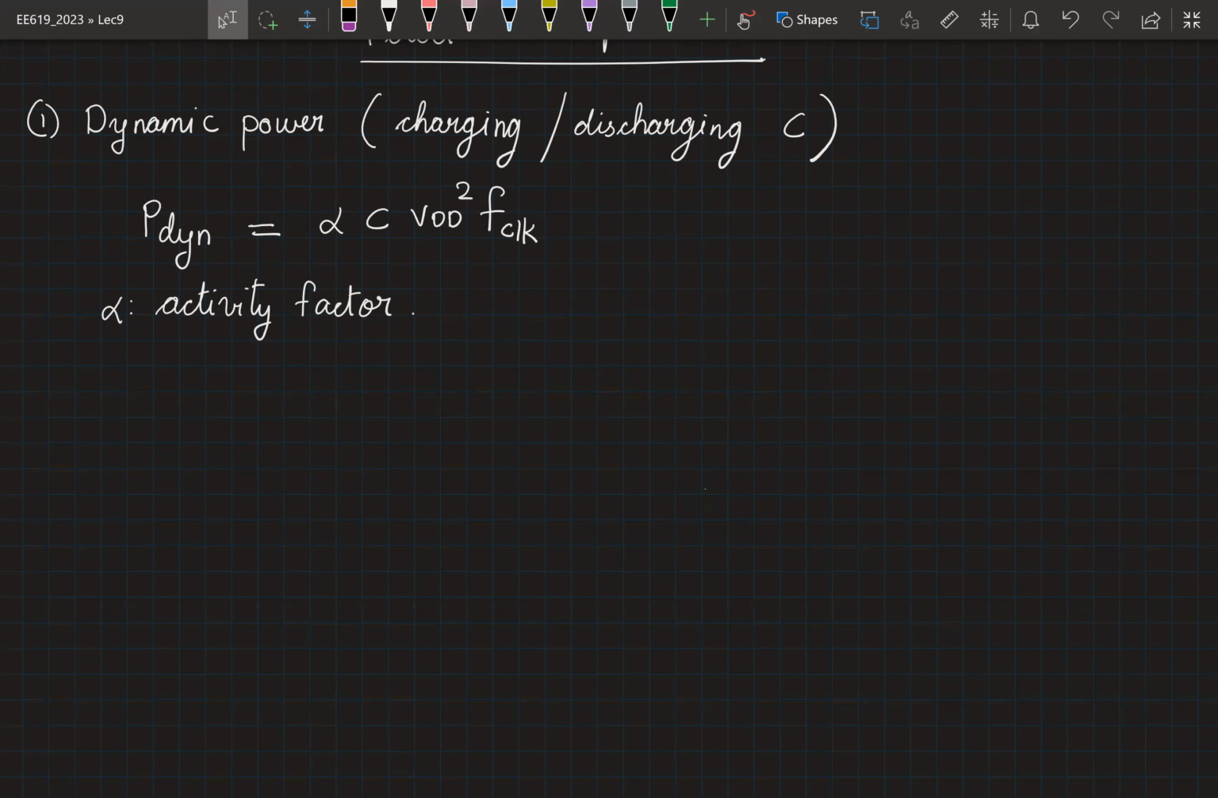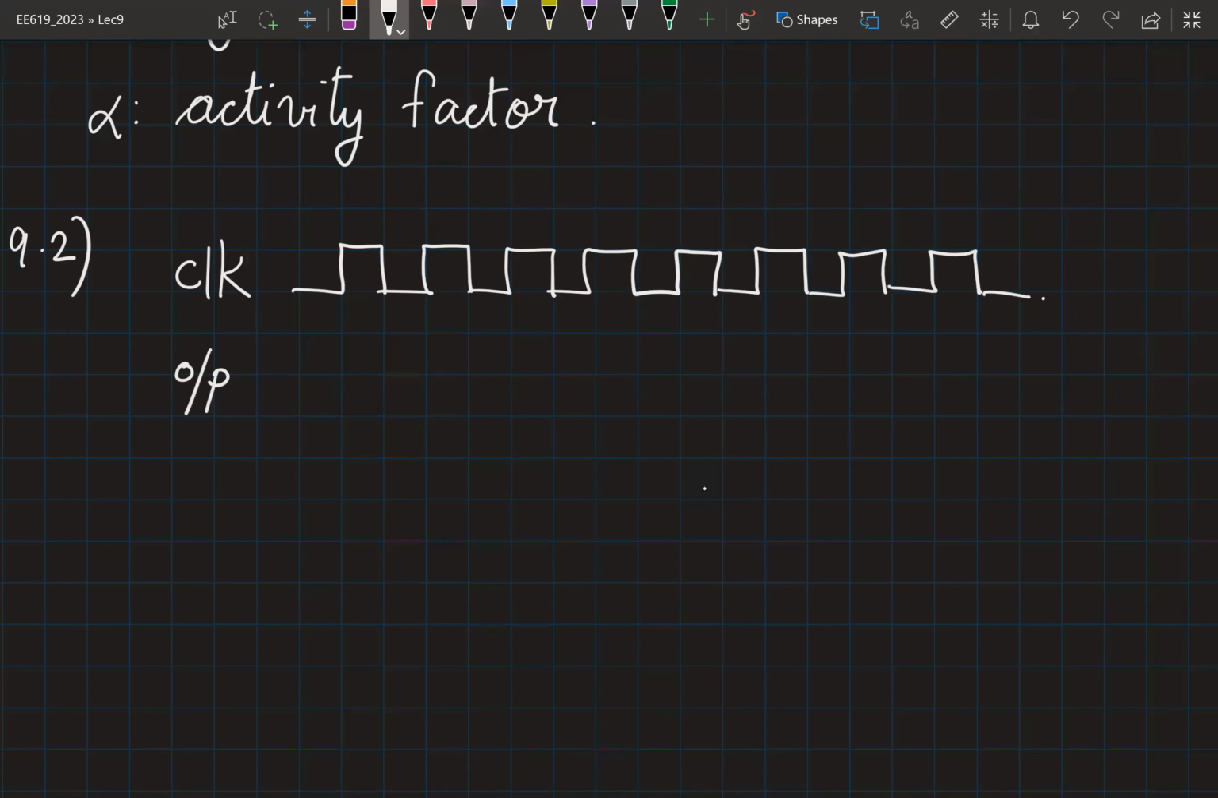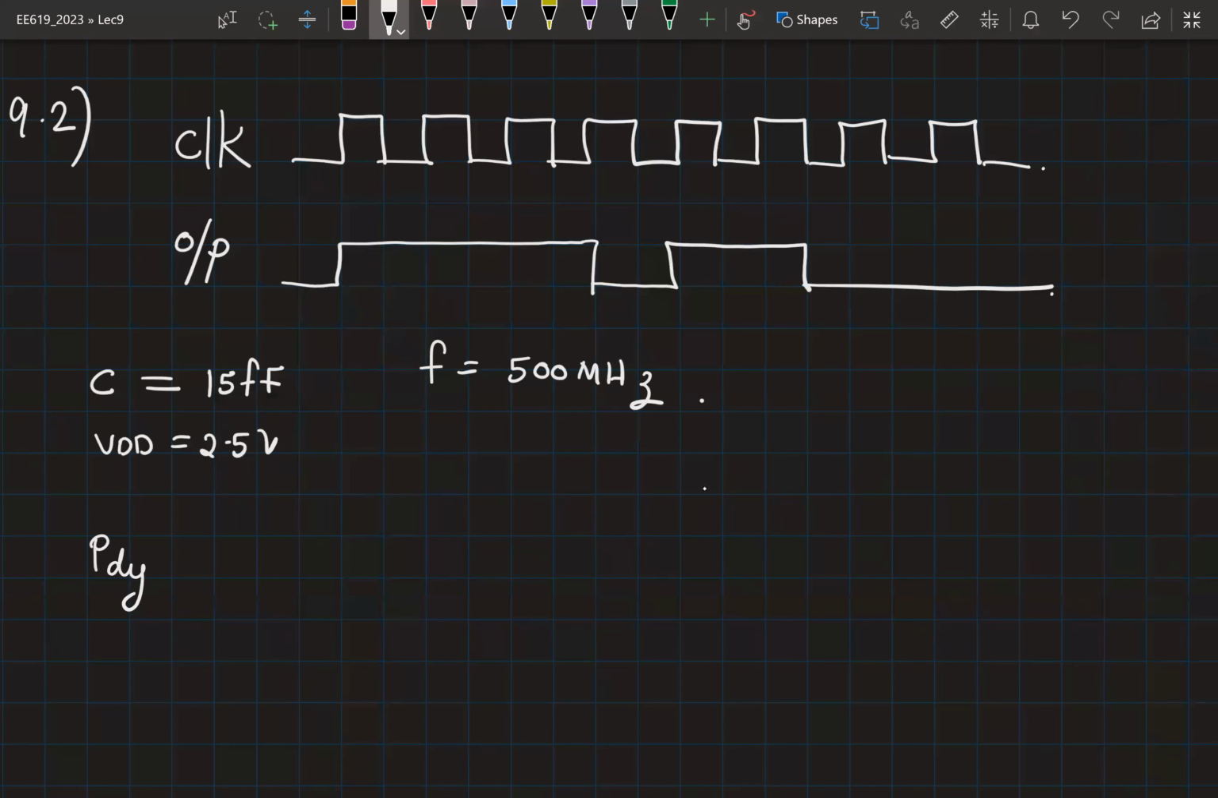So to make sure that you have understood this, let me give you a quick problem. So let's say your clock is switching as shown here. And your output signal of the inverter is switching like this. So you are given that the total capacitance present at the output is 15 femtofarad. VDD is given as 2.5 volt. And the frequency is 500 megahertz. Can you calculate the dynamic power? Please calculate.